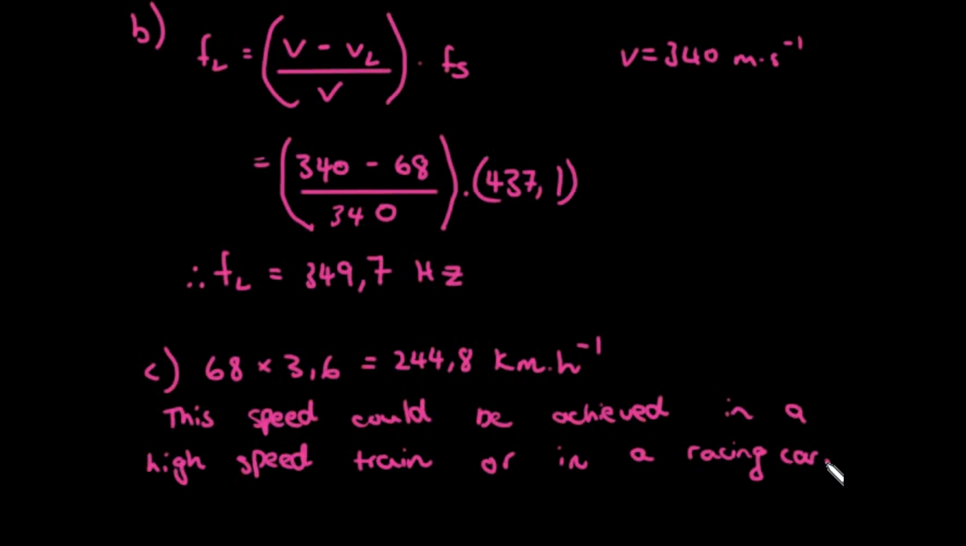So there's no way he can walk or run, or even crawl at that speed. It's humanly impossible. He could have been in a high-speed train approaching the sound source, or in a racing car, because a normal car won't average 244.8 kilometers per hour. It would have to be a racing car with a very strong engine to achieve a speed of that magnitude. That answers question c, and that concludes question number 5 of exercise 6.1 of the Sciavula textbook.